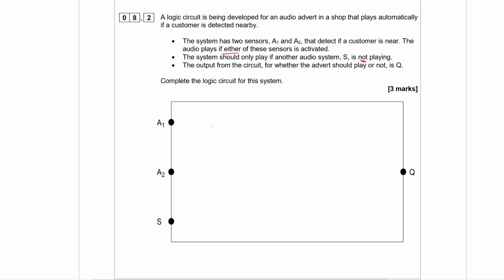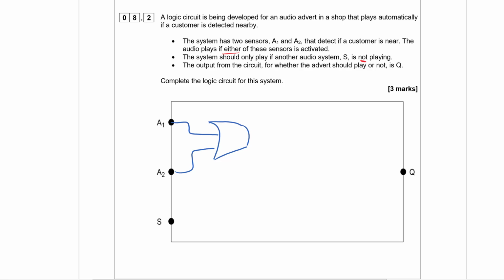So let's put an OR gate in front of these. An OR gate's the one I find hardest to draw, but it's got this curved sort of crescent moon shape at the back. And let's connect up our two inputs to it, A2 and A1. Okay, the next one, the system should only play if another audio system S is not playing.